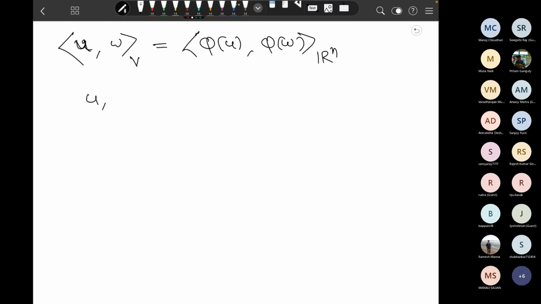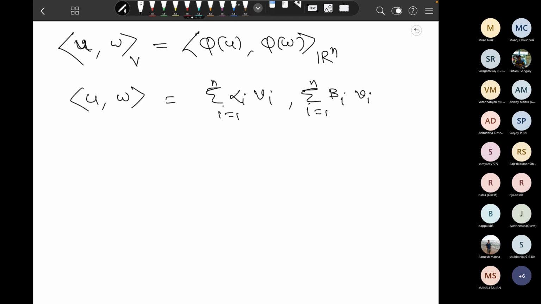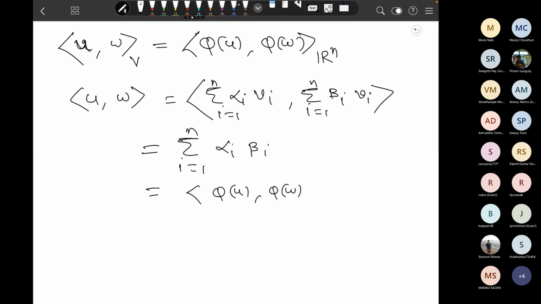So for U, W, you just write U as the sum of alpha I, UI, and W as the sum of beta I, VI, with I equal to 1 to n. And this is really the summation over I from 1 to n of alpha I, beta I. And this is the same thing as the inner product of phi U, phi W on Rn. Because what was phi U? Phi U is equal to alpha 1, alpha 2, up to alpha n, right? This is good.